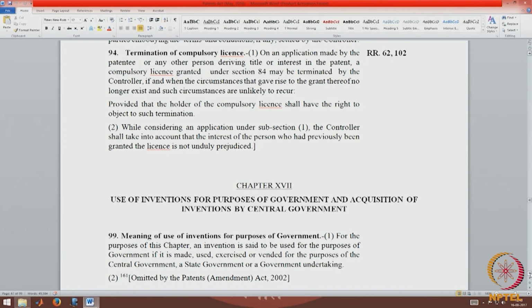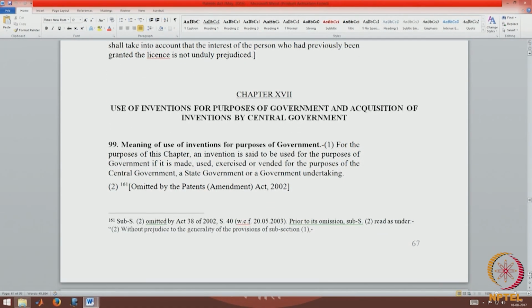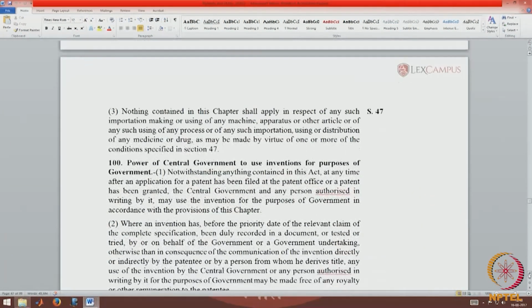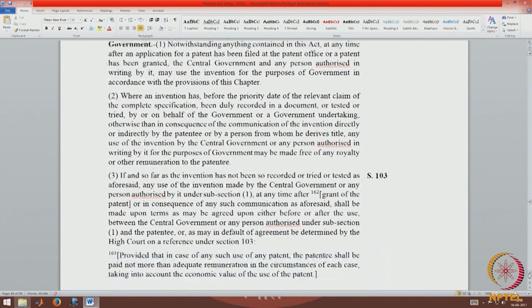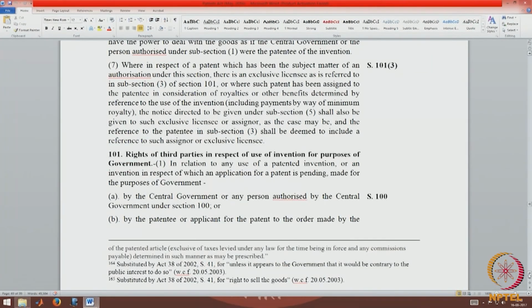Now, 99 generally talks about what is the meaning of use of an invention for the purposes of the government, and you will find that the government could mean central government, state government, or a government undertaking, and 100 deals with the powers of the central government to use invention for the purposes of the government. Now, what are those powers and how the government can use are mentioned in 100. There are some details, and in 101 the provisions relating to the right of third parties in respect of use of invention for the purposes of the government.